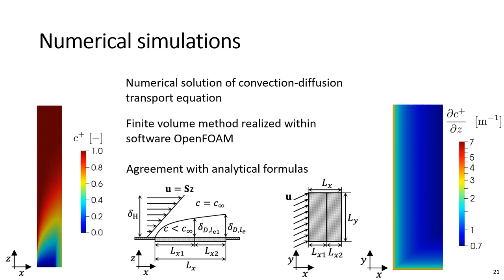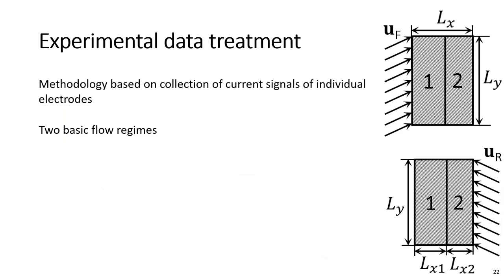On this one, you can see the concentration profile above the electrodes and the formation of the boundary layer. In the second figure, you can see the derivative of concentration in the direction normal to the wall, and the highest values of the derivative occur on the leading edges of the electrodes, because there is the first contact between the oncoming liquid and the surface of the electrodes.